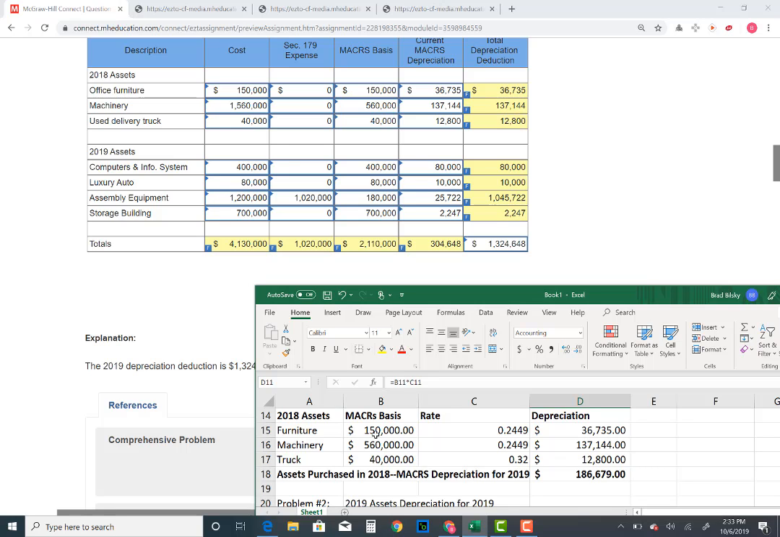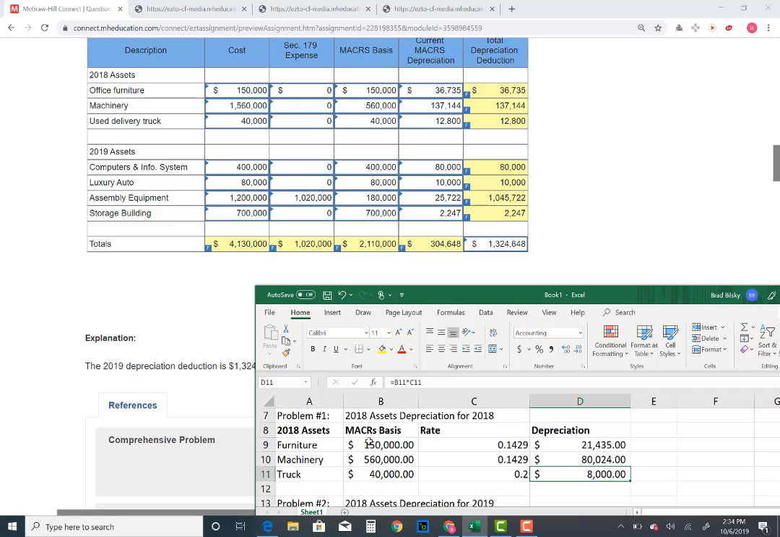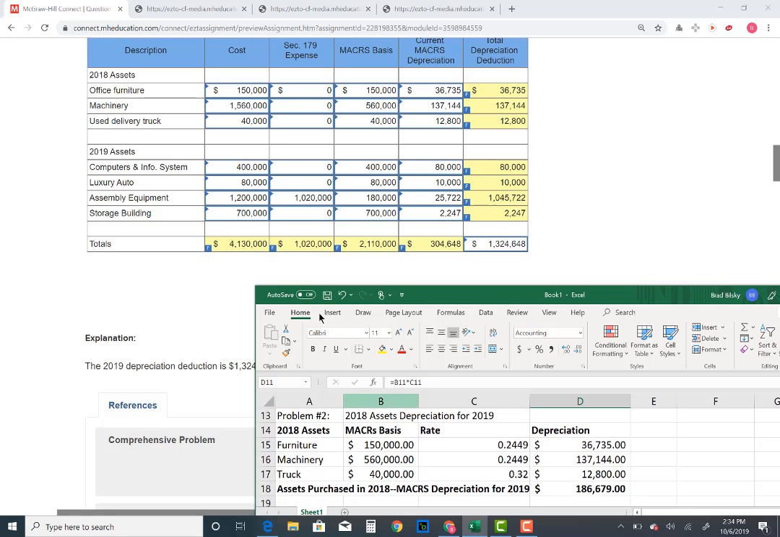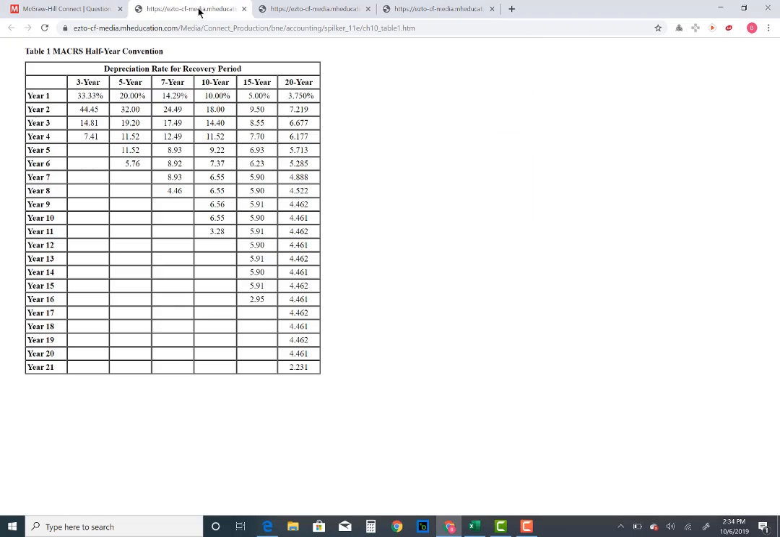All right, so the furniture was $150,000 in basis, just like what we looked at earlier, and we calculated it for 2018, so that's not going to change. Again, it's going to be a 7-year asset. But now we're in year 2 for that asset because we bought it in 2018. We're doing the taxes for 2019, the second year we owned it.